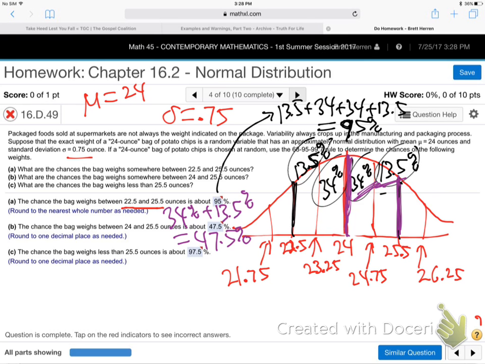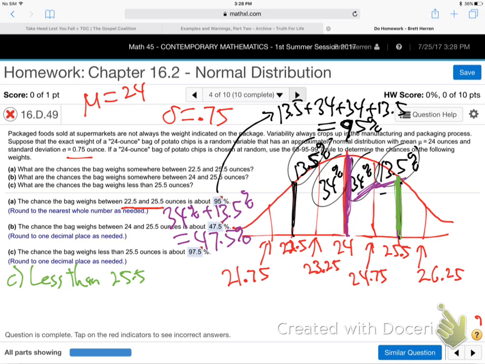And then part C, the chance the bag weighs less than 25.5. Yeah, so these are all standard. No curveballs here. Less than 25.5, so part C. Less than 25.5 is right here. Less is all those percentages. How do I figure out all the percentages less than 25.5? What's the quick way?